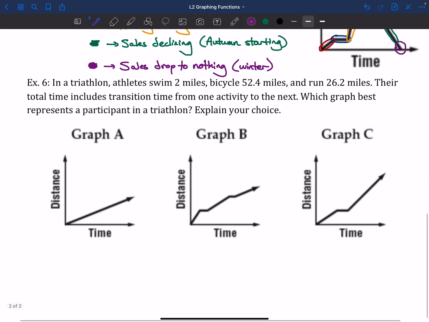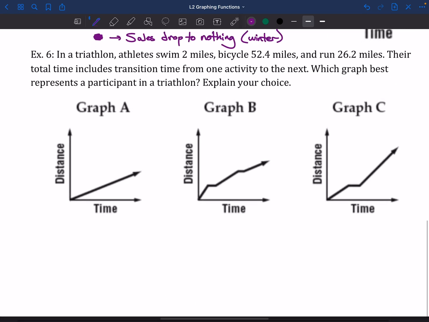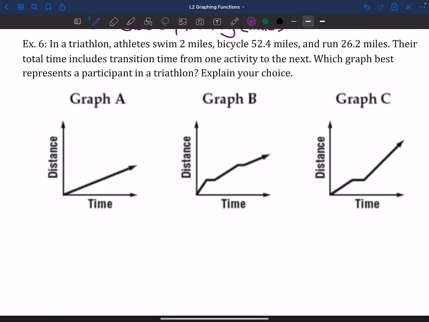So last piece here, and then I will stop talking. Oh boy, I know you're excited for that. So last question. In a triathlon, athletes swim 2 miles, bicycle 52.4 miles, and run 26.2 miles. Ooh, what a distance. Their total time includes transition time from one activity to the next. We want to figure out which of these graphs best represents a participant in a triathlon. We want to explain why.